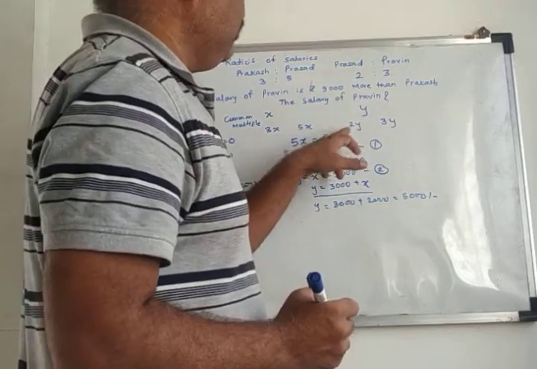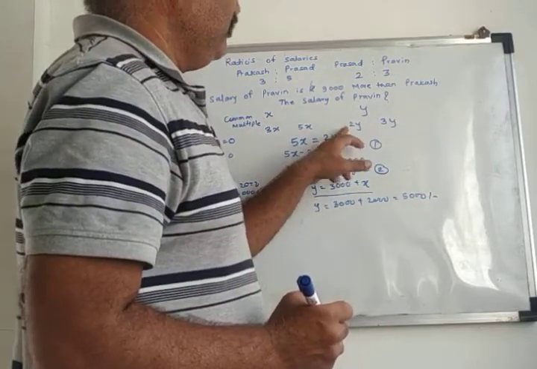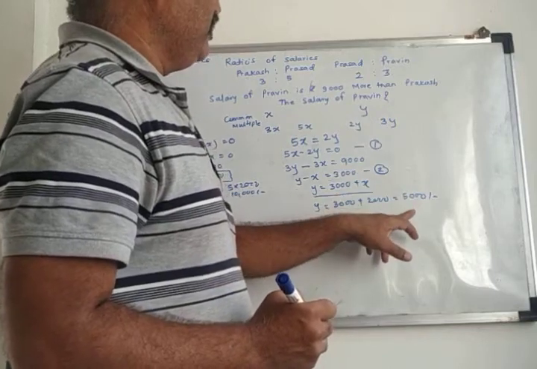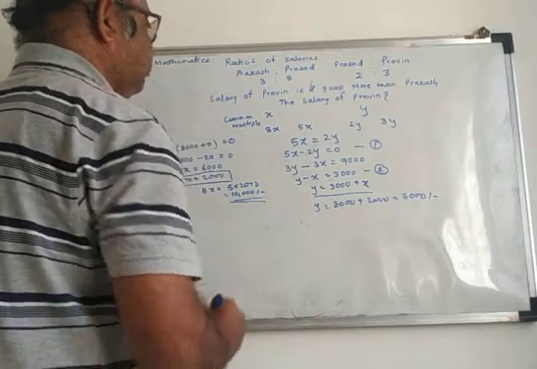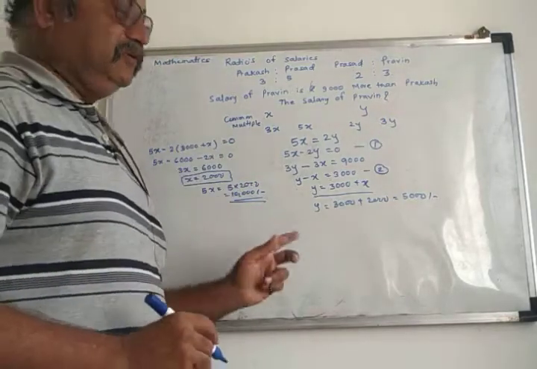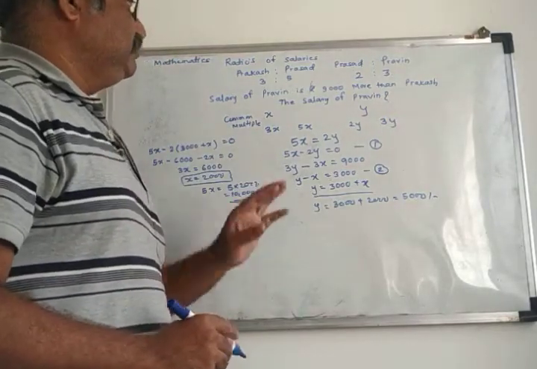So now you can say that this multiplying factor y is 5000. Here Prasad's salary is 2y. Therefore, if you substitute the value of y over here, then the salary of Prasad will become 10,000 only. So this is one way to have this solution.